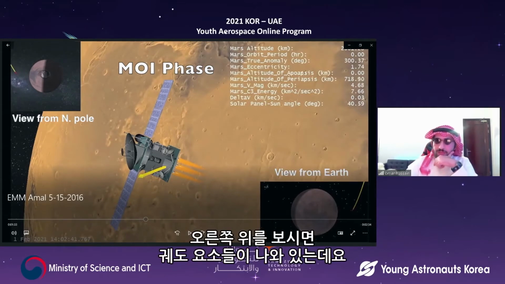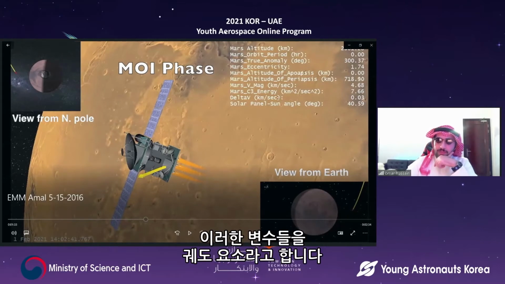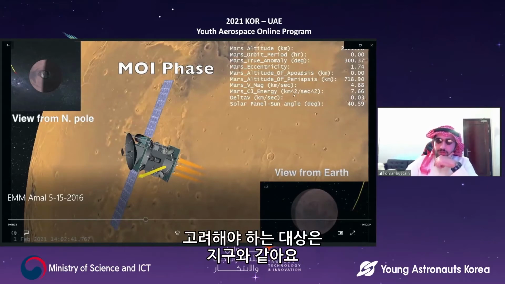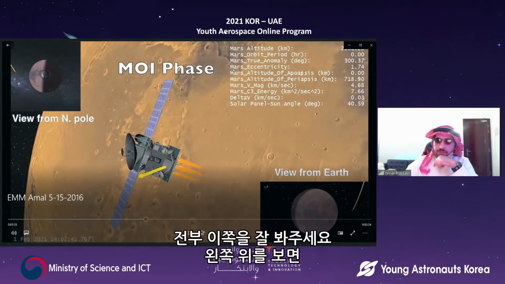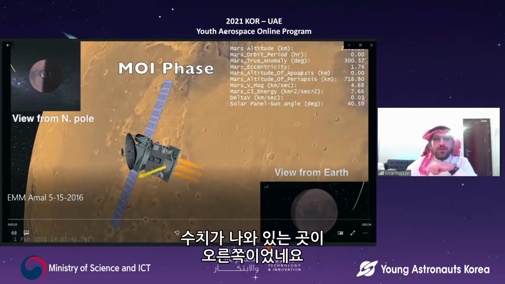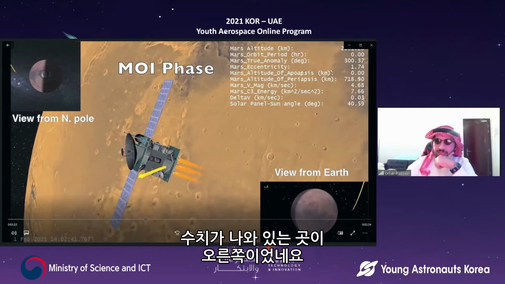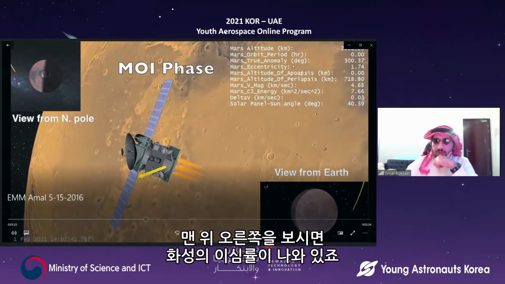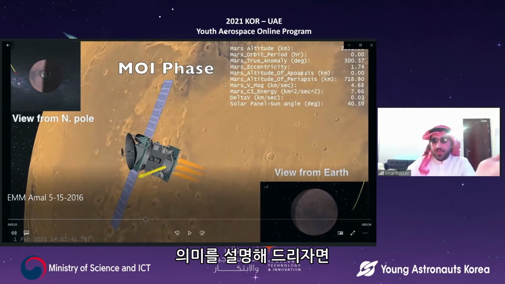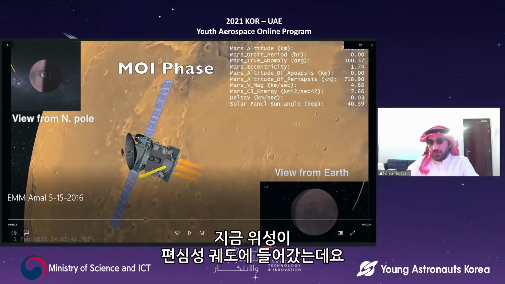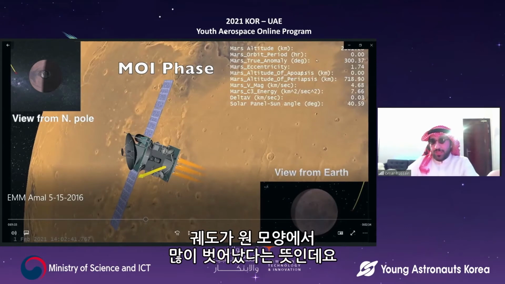So what we do is, if you look at the top right, you can see here orbital elements. Similar to the ones around the Earth, we use the same orbital elements, but for Mars itself. So what I want you to look at here is, on the top right, you'll see Mars eccentricity. So this is actually the thing that we care about the most. Since what this tells us is, right now we are in an eccentric orbit. Highly eccentric orbit actually around Mars.